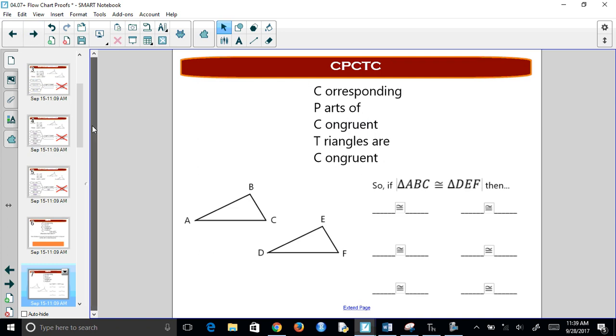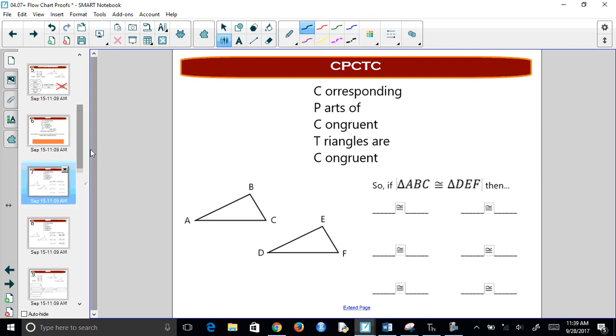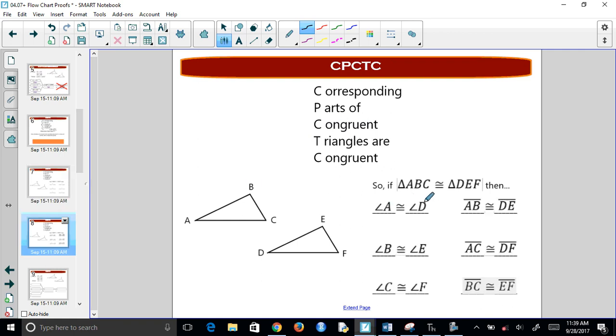For corresponding parts of congruent triangles are congruent, if triangle ABC is congruent to DEF, we know all of the things that are going to be congruent in there. We know that angle A and angle D are going to be congruent because they're in that position. B and E are going to be congruent, and C and F. Likewise, the segments AB and DE, BC and EF, and AC and DF.